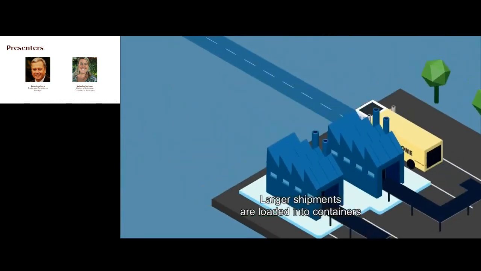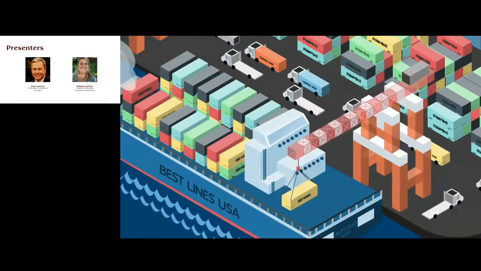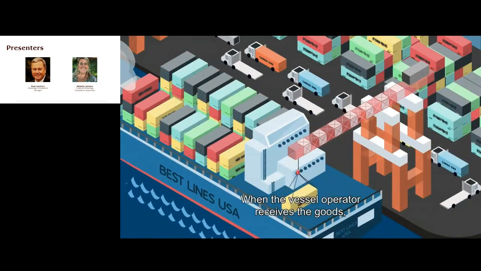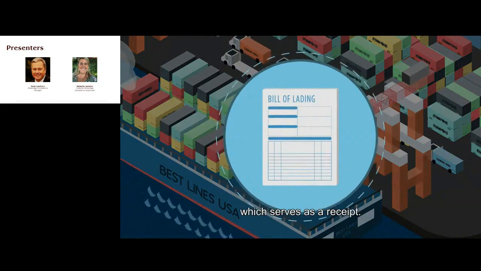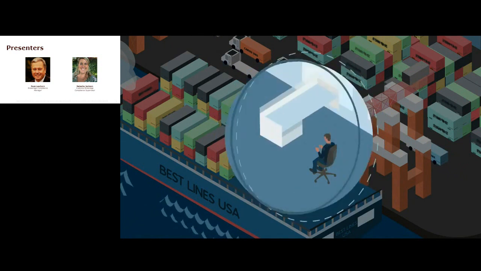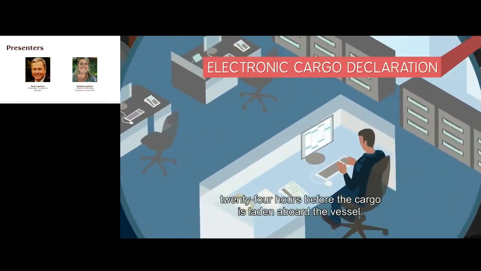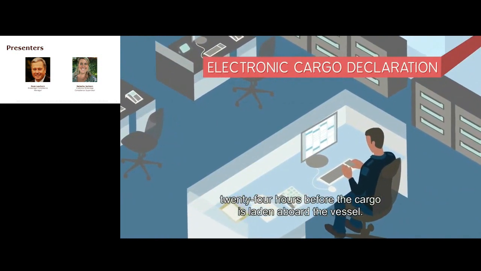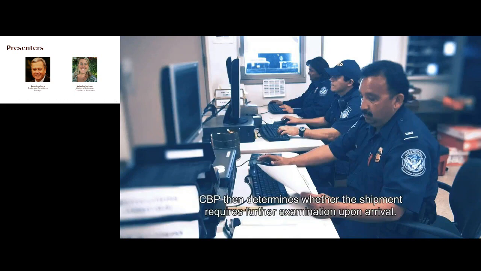Larger shipments are loaded into containers and placed on different modes of transportation. When the vessel operator receives the goods, they provide the shipper with a bill of lading, which serves as a receipt. This is required for the importer to file an entry with CBP. An electronic cargo declaration must be transmitted to CBP 24 hours before the cargo is laden aboard the vessel. CBP then determines whether the shipment requires further examination upon arrival.